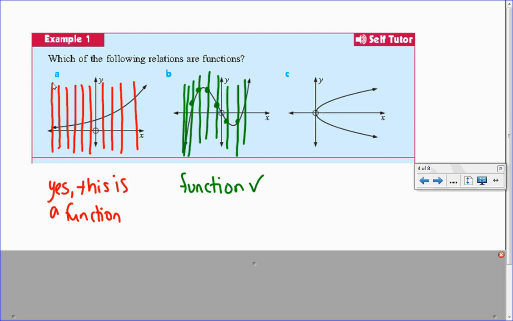And letter C, right away, we can see that this relation does not pass the vertical line test because this vertical line happens to hit the function twice. So does this one. But we just need one vertical line to hit more than once in order for it to not be a function. So letter C is not a function. It's a relation, but it's not a function. And that means that for every x value, there's not necessarily just one y value. You can see here when x is at this value, y has two different values.